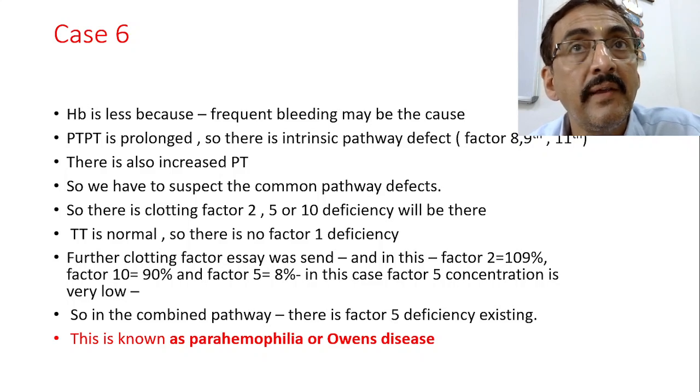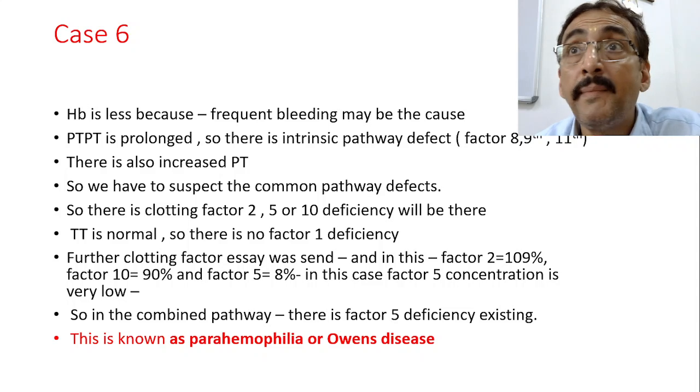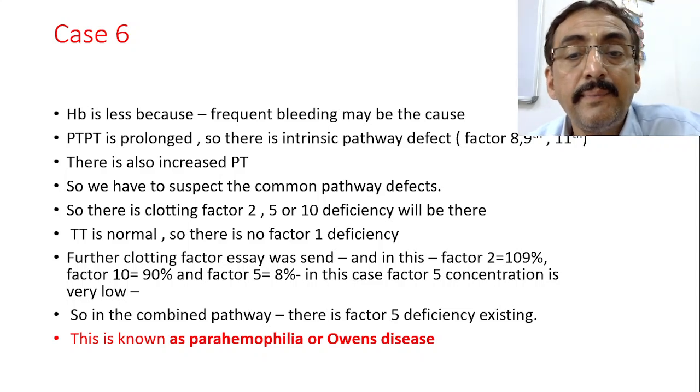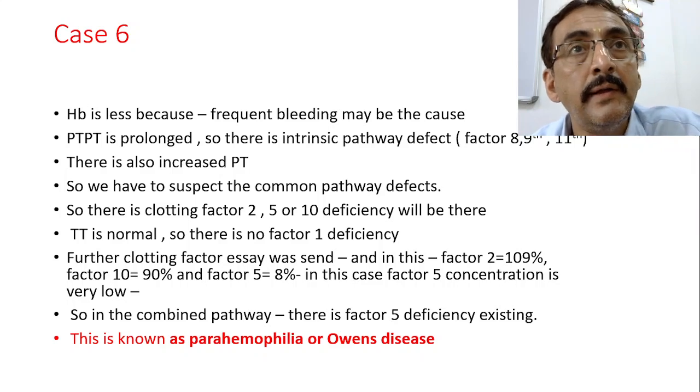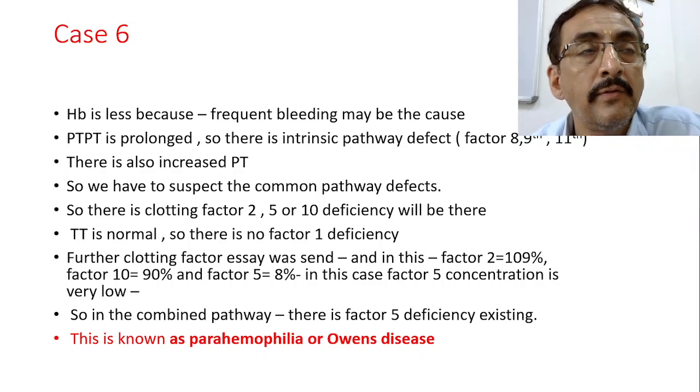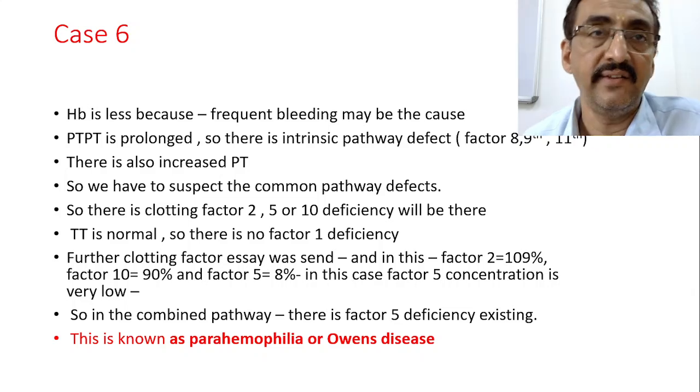Factor 5 is related to the common pathway. So in the common pathway factor 5 deficiency exists, and that is the cause of this particular bleeding. So this is known as factor 5 deficiency, also called parahemophilia, or also called Owren's disease.